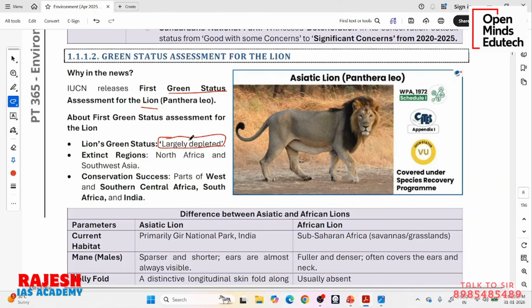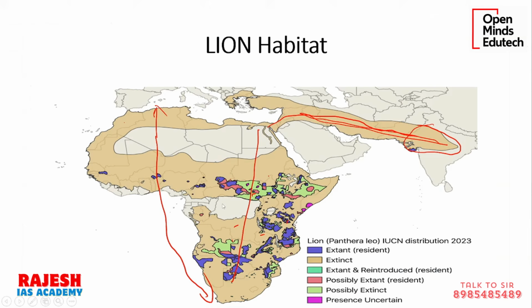Okay, its status is largely depleted, and there is the IUCN status. This is for the lion species throughout the world, the general lion species IUCN status. If you talk about Indian lion or Asiatic lion, it is EN, endangered. Okay, it is EN, endangered.